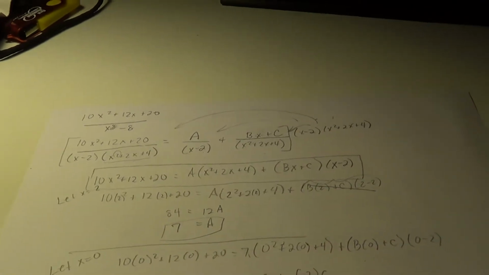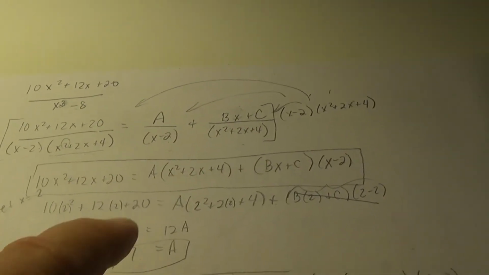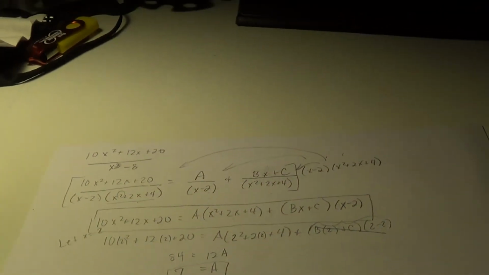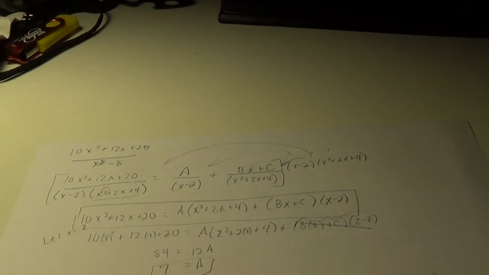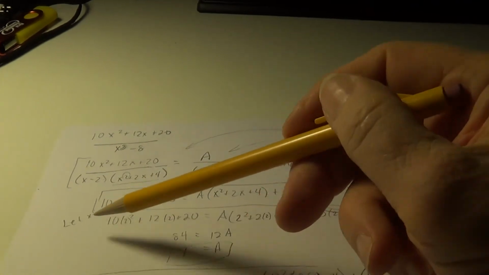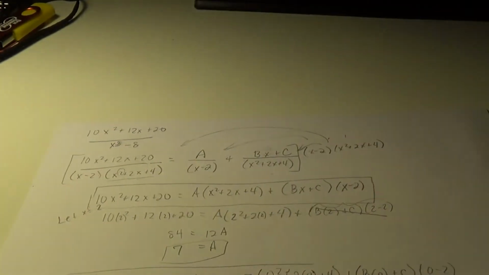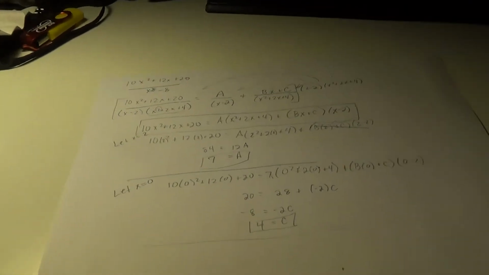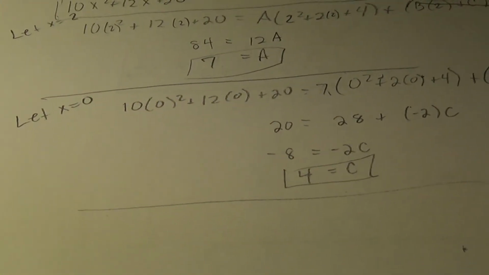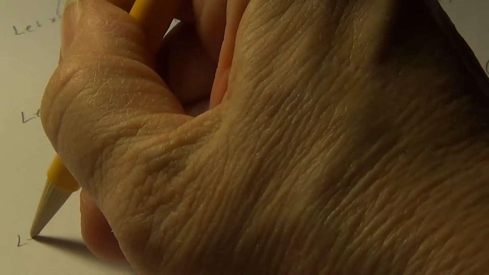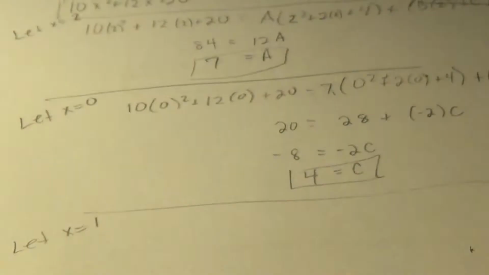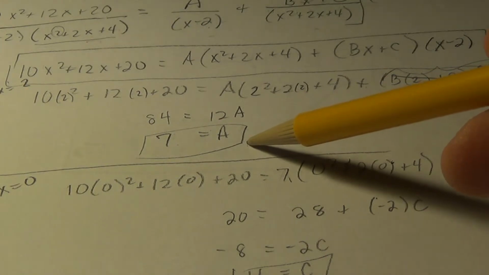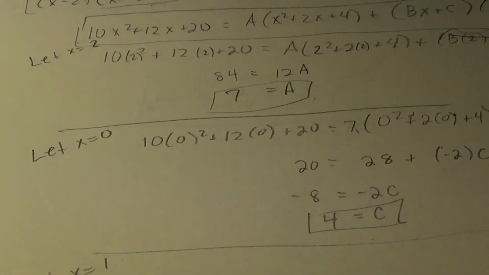Up here in the very original, we have to find an a, a b, and a c. So now we have to work on b. I've used x equals 2 and x equals 0, so the next simplest one I can pick, though nothing really is going to zero out, is x equals 1. Because I know c is 4 and a is 7, I'm going to have one unknown anyway.